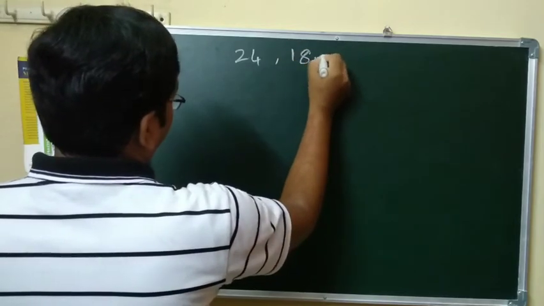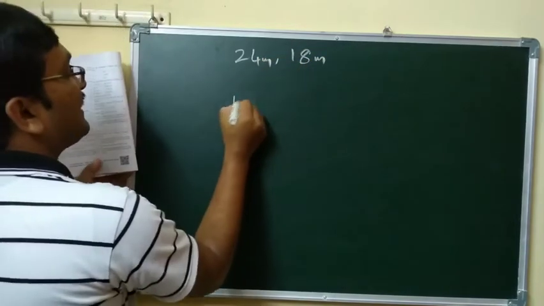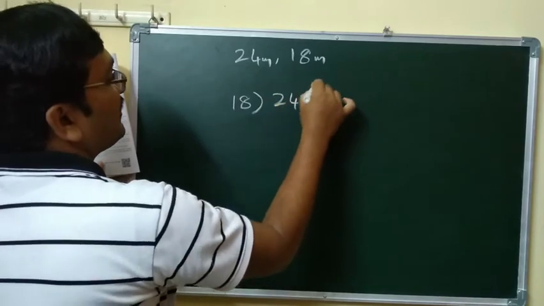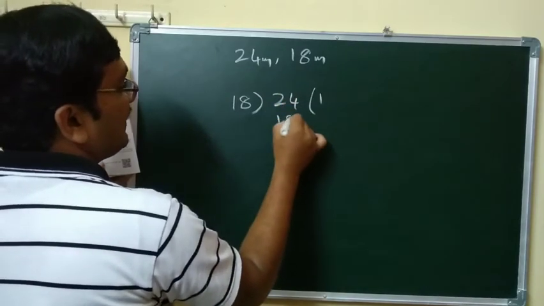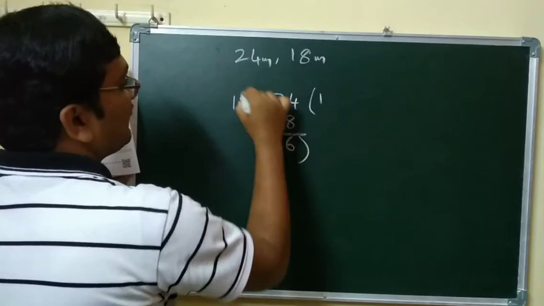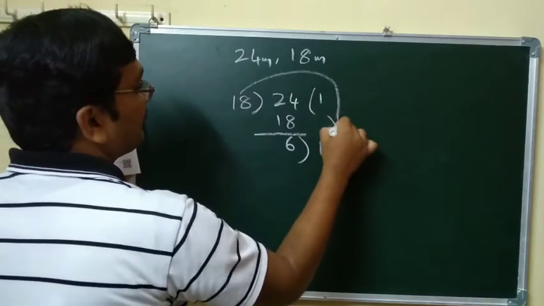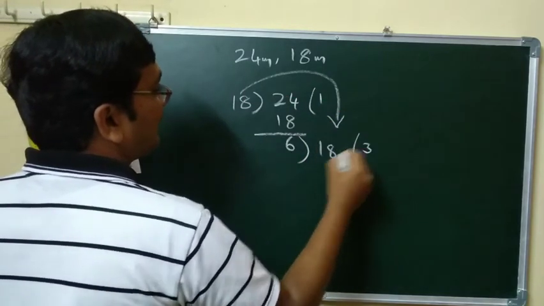So here they given the two numbers that are 24, 18. So if you find out the HCF of 18, 24. So 18 ones are 18. So 6 remains. This 18 will come here. So 6 3s are 18.